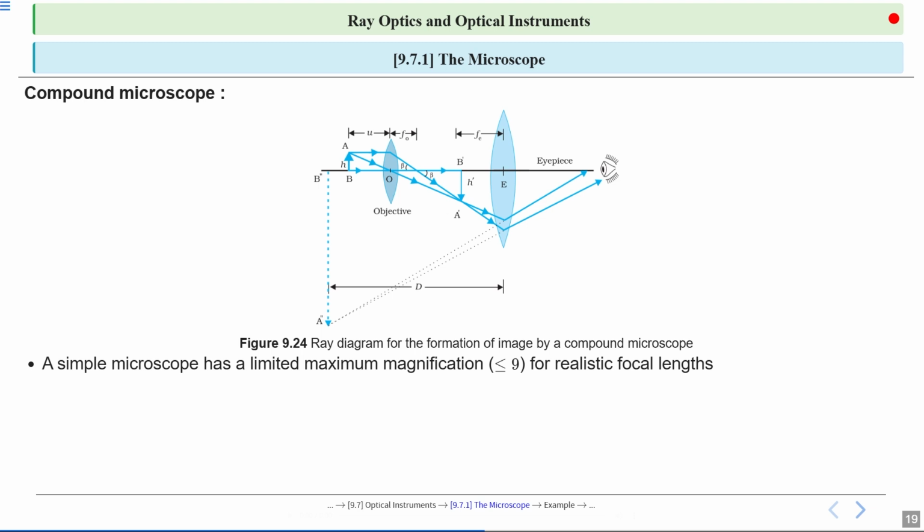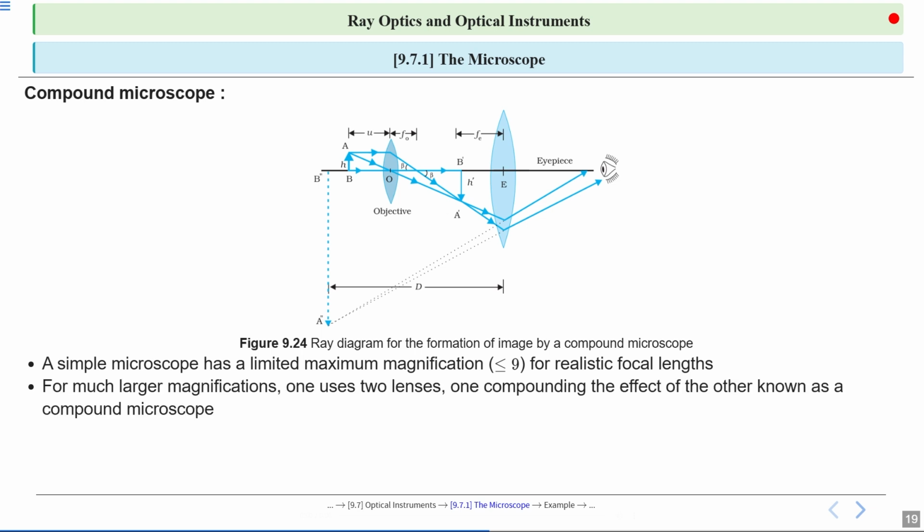Okay, let's discuss the limitation of a simple microscope. It typically offers a maximum magnification of 9x, which means a maximum of 9 times the object, due to realistic focal length. This limitation is important to understand why more complex microscopes are necessary for higher magnification.